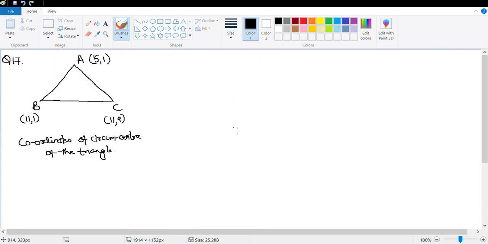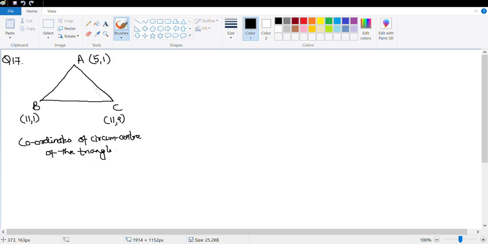The next question that we solve is question number 17. You can put a star on this question, important and a unique question. Let's read the question. The vertices of a triangle are these 3 points. Find the coordinates of the circumcenter.